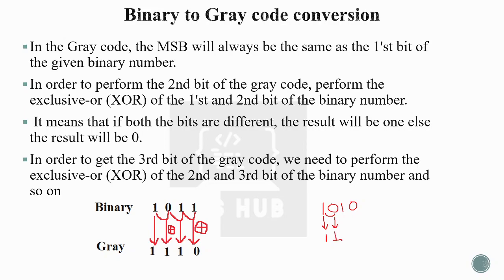To get the third bit, we have to find the XOR of the second and third bit. XOR of 0 and 1 will get 1 because the bits are different. Last bit, we have to perform the XOR of the third and fourth bit. Here also the bits are different, so our XOR value will be 1. So binary 1010 is equivalent to 1111 in gray code.